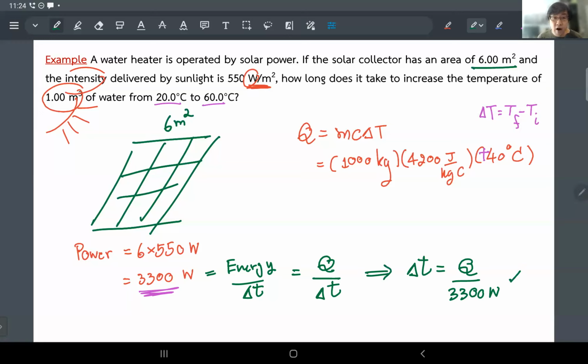So any questions so far? So far, so good. So the Q equals mcΔT equation seems to be sort of an easy-to-use equation. So the fun of this business is what's coming next.